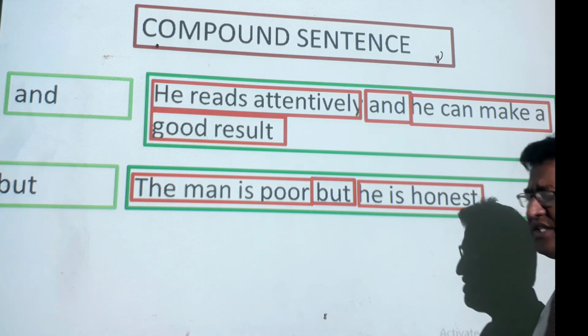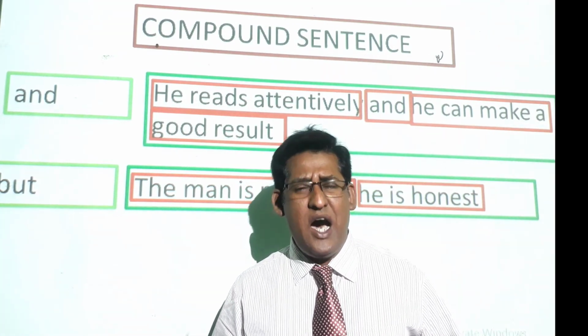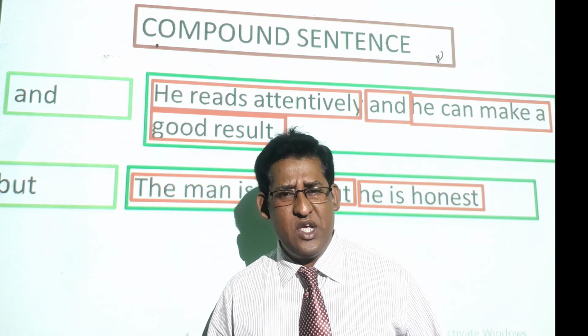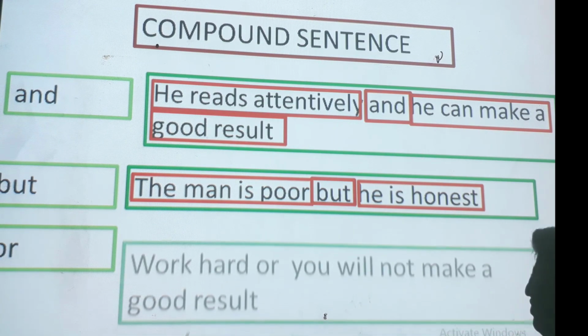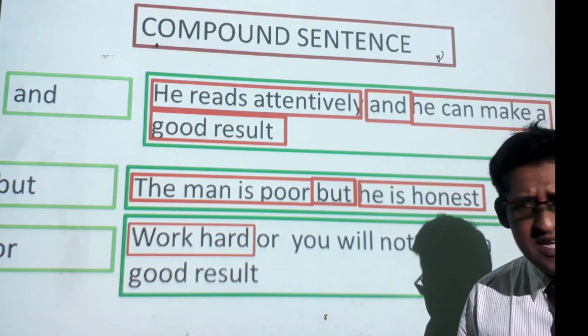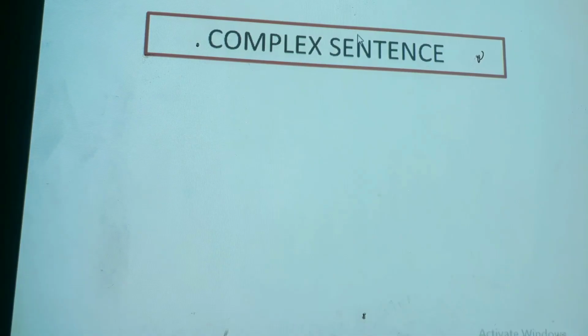My dear students, we are learning how to identify compound sentence. Okay, next, when you will see "or" between two sentences: Work hard, it's a first sentence, or you will not make a good result, second sentence, "or" between two sentences.